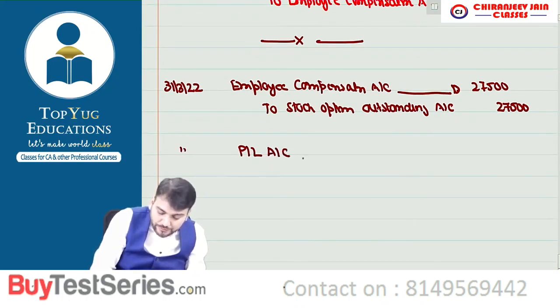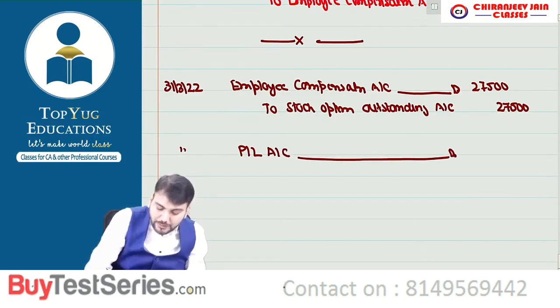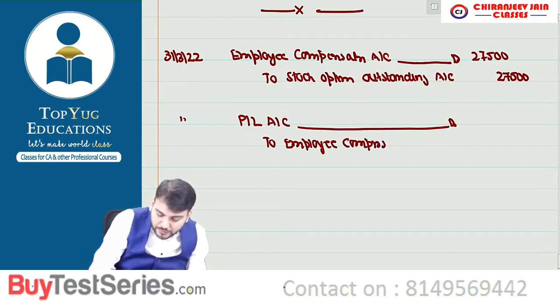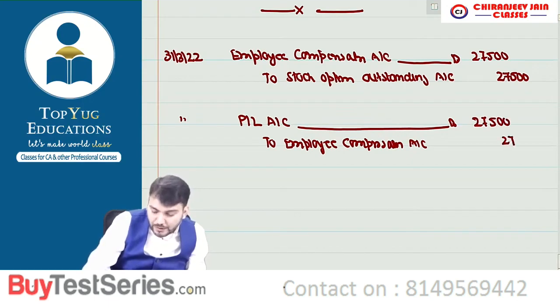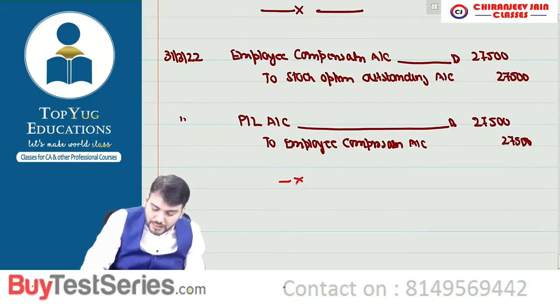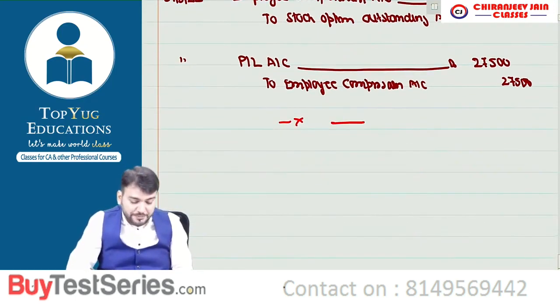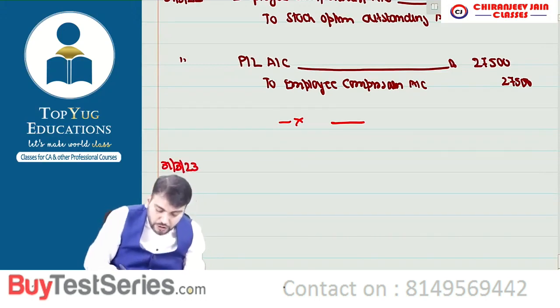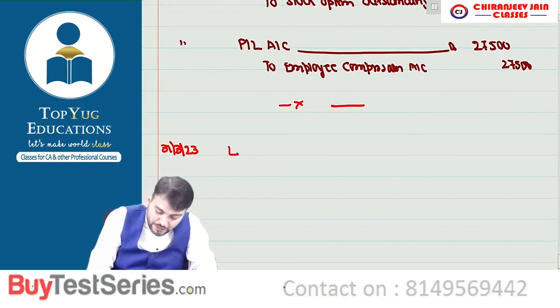Profit and loss account debit to employee compensation account 27,500. Very simple. Okay, third year also same journal entry will be repeated. So 31st March 2023. Once again we write down the journal entry.